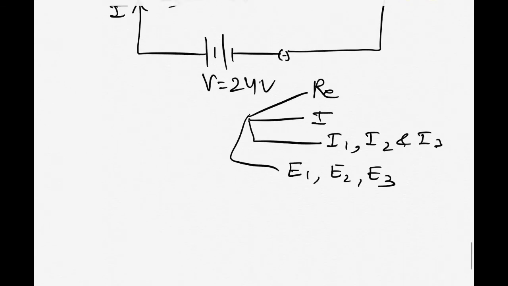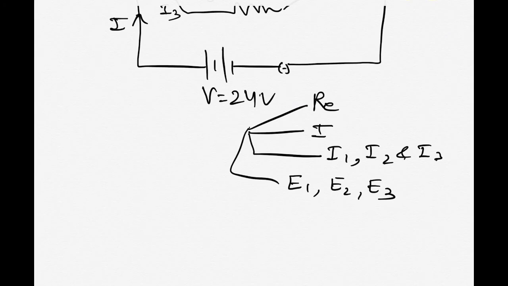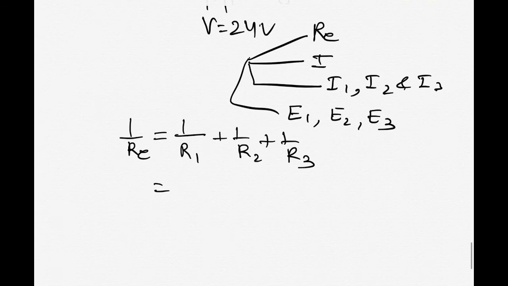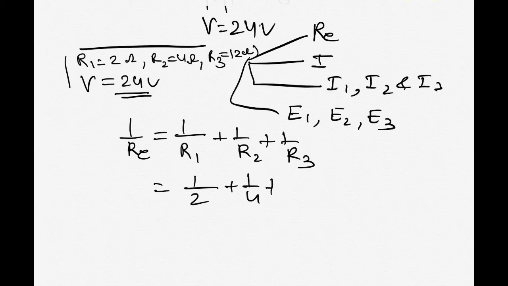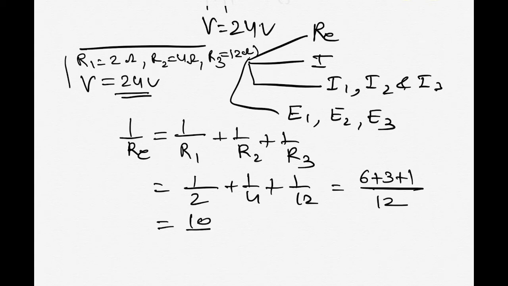So to get the equivalent resistance, we have the formula. Let's put in the values. R1 is equal to 2 ohm, R2 is equal to 4 ohm and R3 is equal to 12 ohm, and the voltage of the energy source is 24 volt. This is the data we have. So 1 upon Re equals 1 by 2 plus 1 by 4 plus 1 by 12, so it becomes, with 12 as the common denominator, 6 plus 3 plus 1, which is 10 by 12.